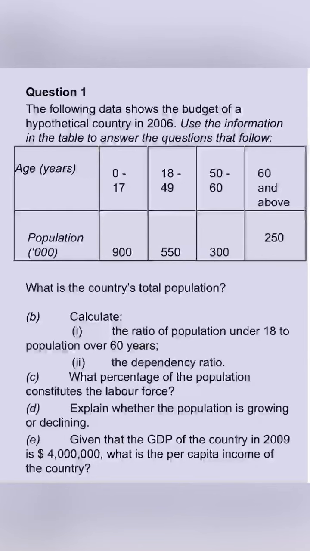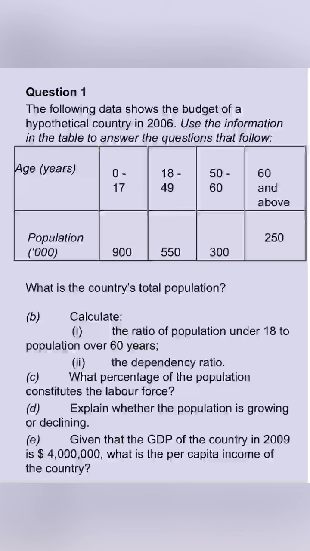So we are going to use the table below to answer the questions that follow. The table shows the age distribution and the population of a country. From 0 to 17, we have 900,000 people. From 18 years to 49, we have 550,000 people. From 50 years to 60 years, we have 300,000 people. And 60 years and above, we have 250,000 people.